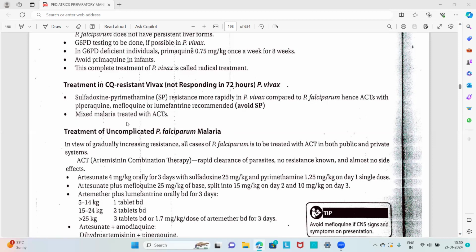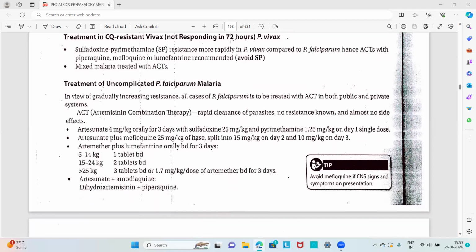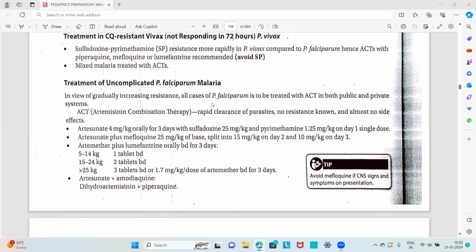artemisinin combination therapy. Then about the treatment of uncomplicated Plasmodium falciparum malaria. In view of gradually increasing resistance, all cases of Plasmodium falciparum are to be treated with artemisinin combination therapy in both public and private systems. Artemisinin combination therapy results in rapid clearance of the parasites, no resistance is known, and almost no side effects will be there.